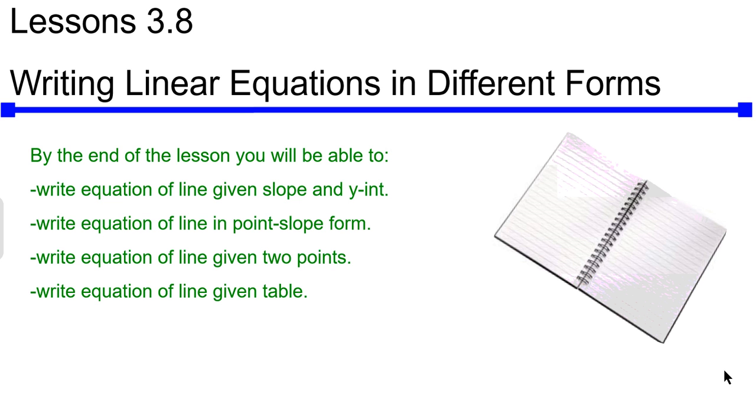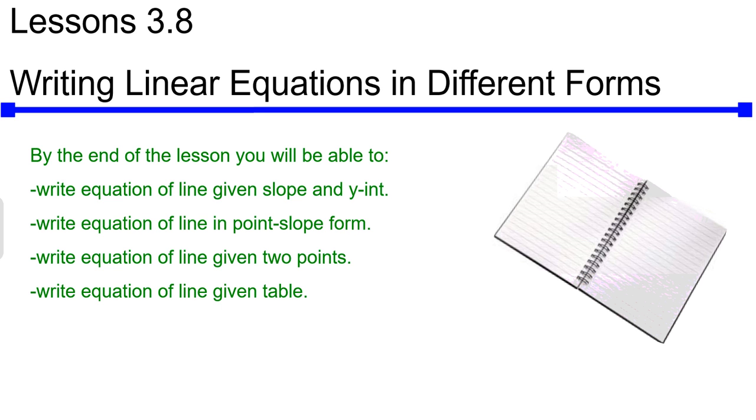Lesson 3.8, writing linear equations in different forms. By the end of this lesson, you'll be able to write an equation given a slope and a y-intercept, write the equation of a line in point-slope form, write the equation of a line given 2 points, and of course, write a line given a table.